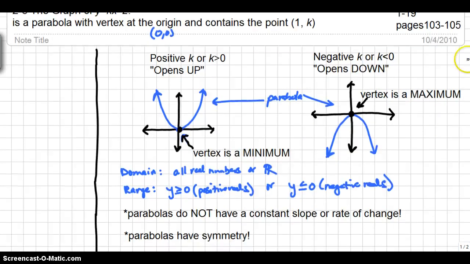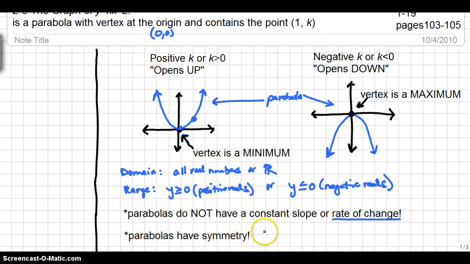Keep in mind that parabolas do not have a constant slope. Typically you can calculate the rate of change on a parabola, but you wouldn't refer to it as the slope. When you pick 2 points on a parabola and calculate the rate of change between those, you get a different value than if you picked 2 other coordinates later on. So we can calculate rate of change, but it will be a different number as you move along the parabola.